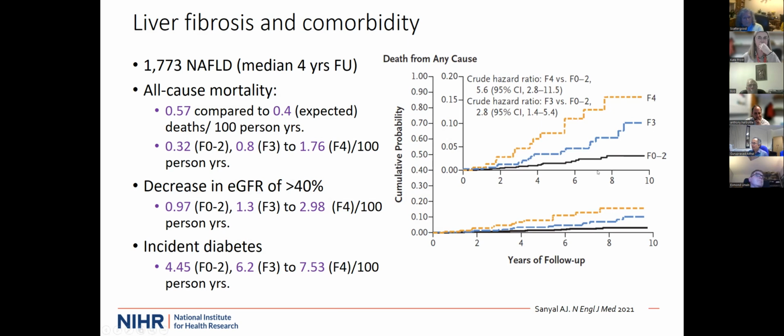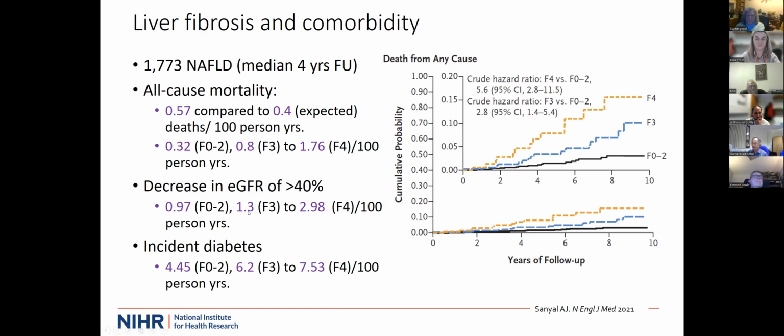And the right-hand side graph shows that this number, F0 to 2, means a small amount of scarring in the liver. F3 is advanced scarring in the liver. F4 is cirrhosis. And that determines how much extra risk they have of death from any cause. This is not a liver-related problem they are dying of, it is any cause, which means that maybe there is something more to it than just liver fibrosis.